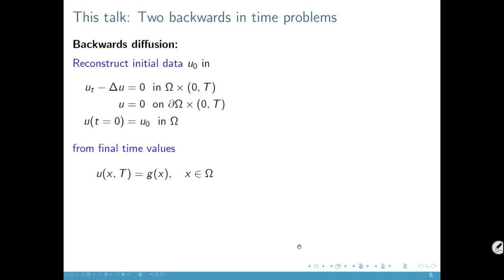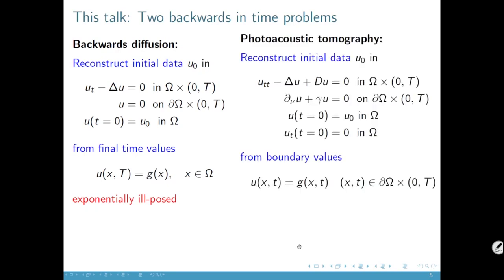Underlying is a diffusion process, and of course you might all guess or already know that this is severely ill-posed, because the diffusion process is infinitely smoothing, which means that every detail that we might want to find in U0 is immediately smeared out. Okay, so that's a severely exponentially ill-posed problem. We will see this in the formula a bit in a moment. Another related problem, very much related actually, is photoacoustic tomography.